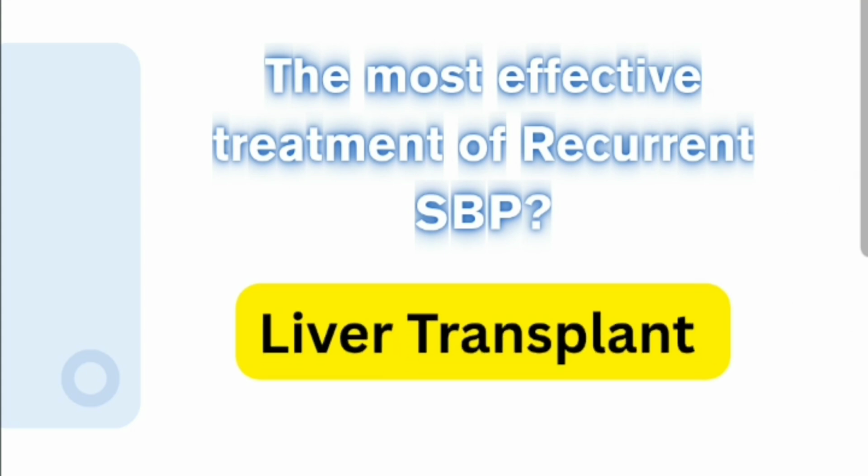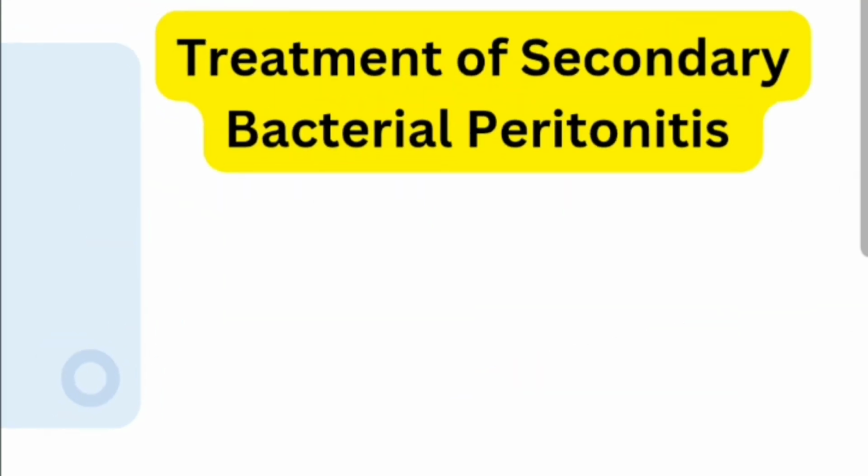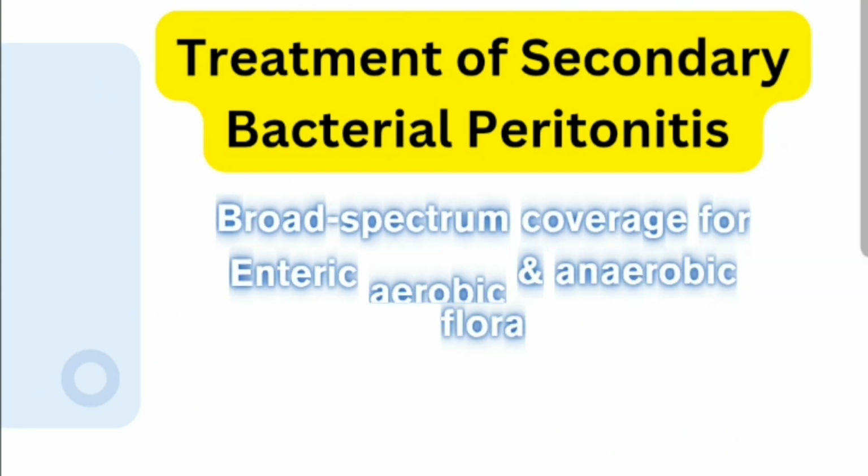Now let's talk about the treatment of secondary bacterial peritonitis. Broad spectrum coverage for enteric aerobic and anaerobic flora should be given with a third generation cephalosporin and metronidazole.